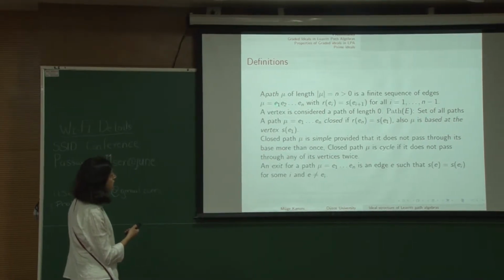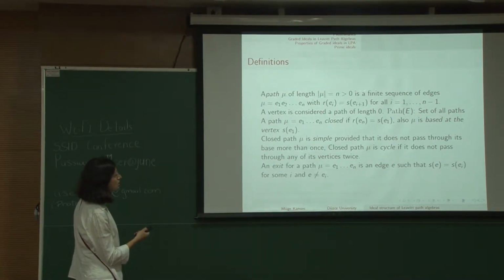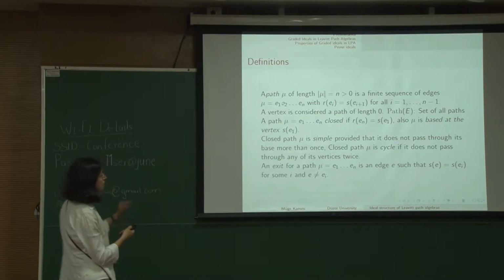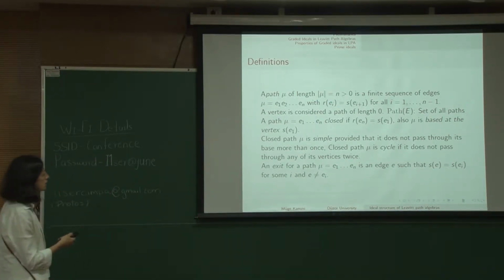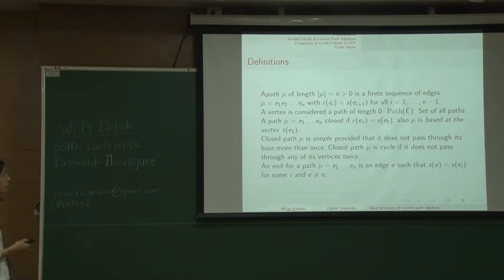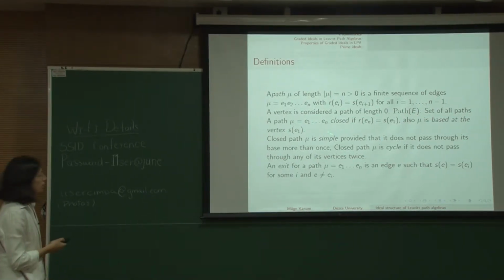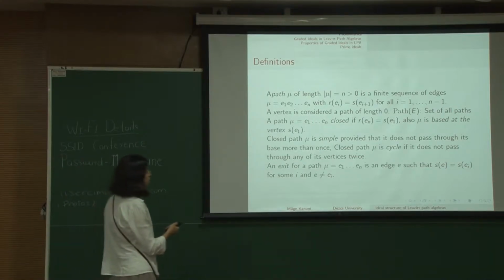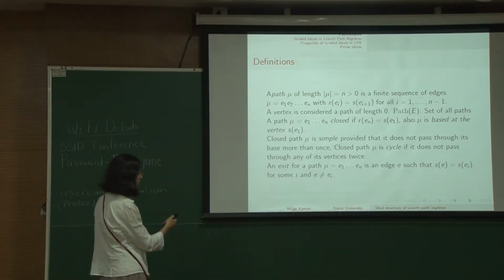The length of the path is the number of edges that it traces. So there are n edges here, so the path has length n. We consider vertices to be paths of length 0. So vertices are a part of the set of all paths in the graph E, which is denoted by Path of E. I'm just repeating this quickly from the first morning lectures.